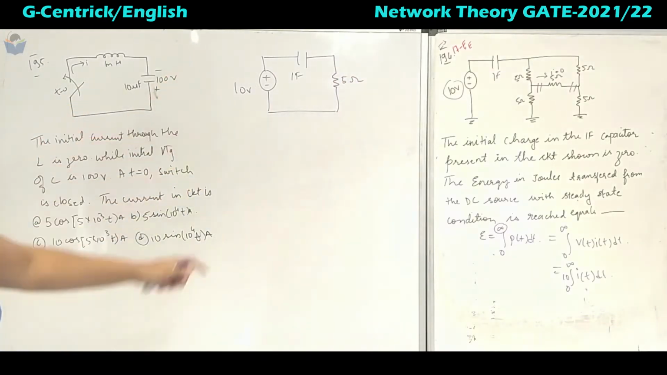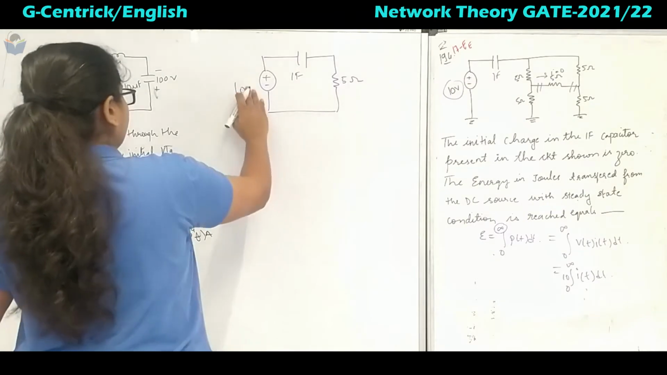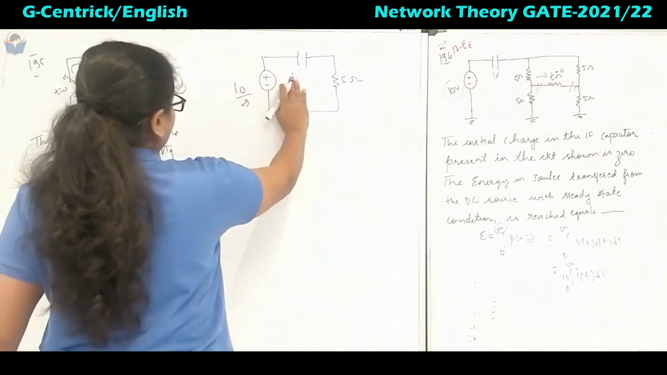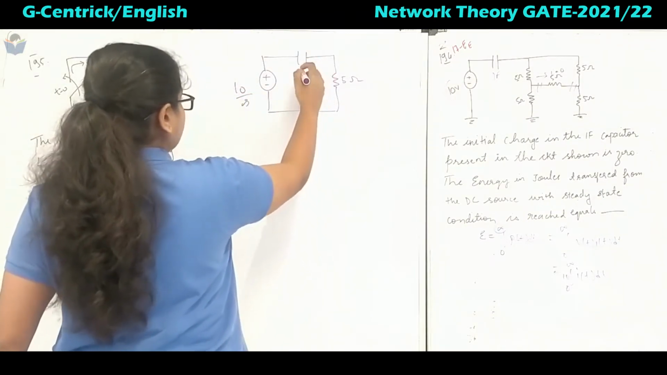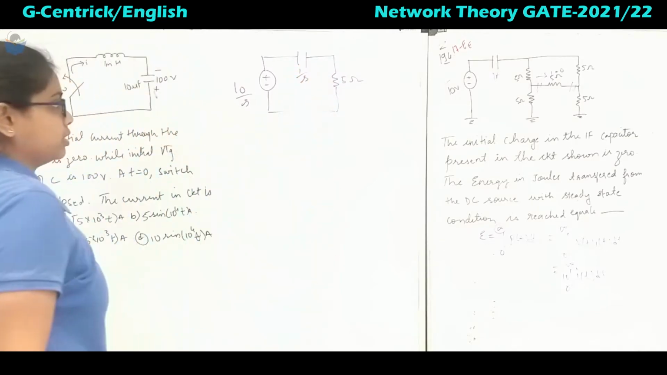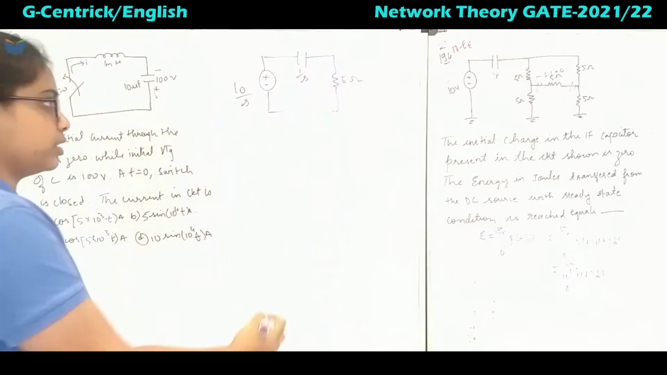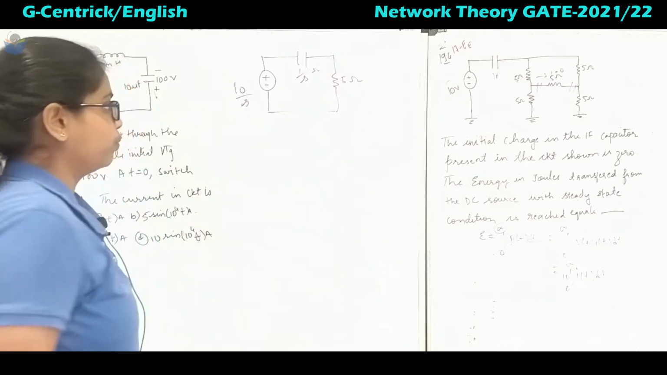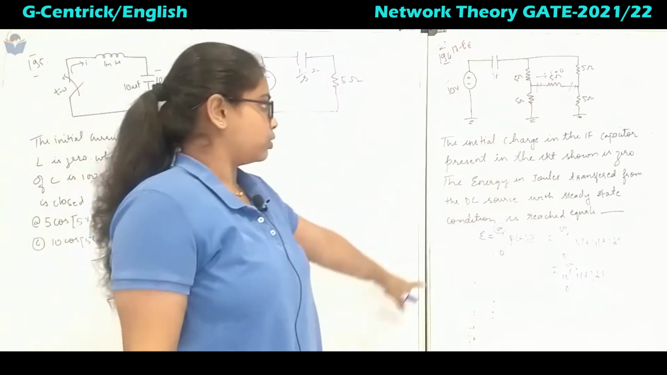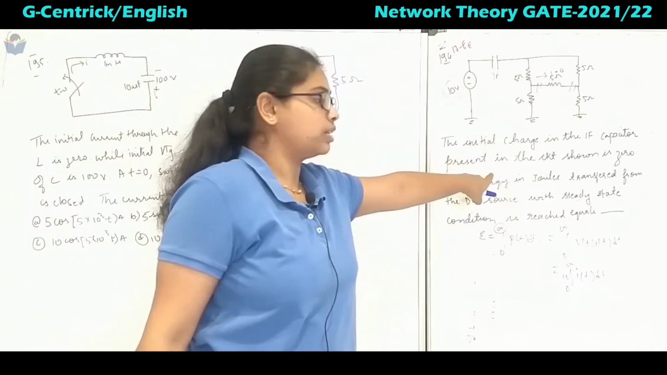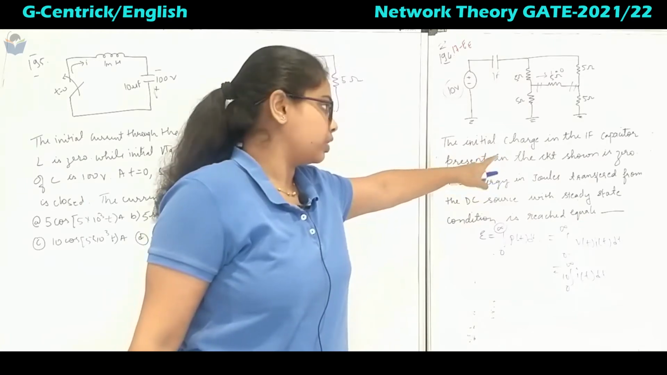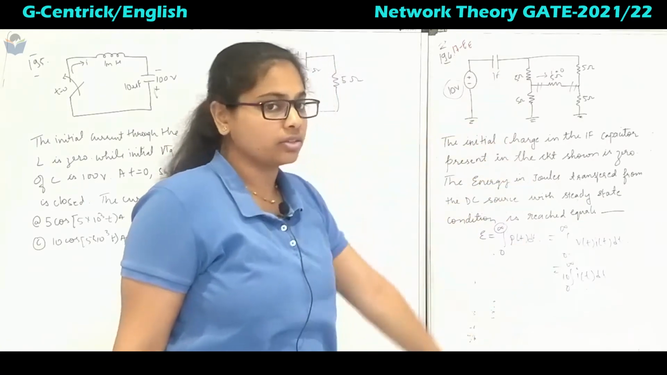When you change this to the Laplace transform, the source will be 10 over S. This is 1 farad, so 1 over C is 1 upon S. The 5 ohm will be as it is, also in ohmic value. We are not analyzing t equal to 0 minus because the charge present in the circuit is 0. The initial charge is given as 0, so it will be 0 only.